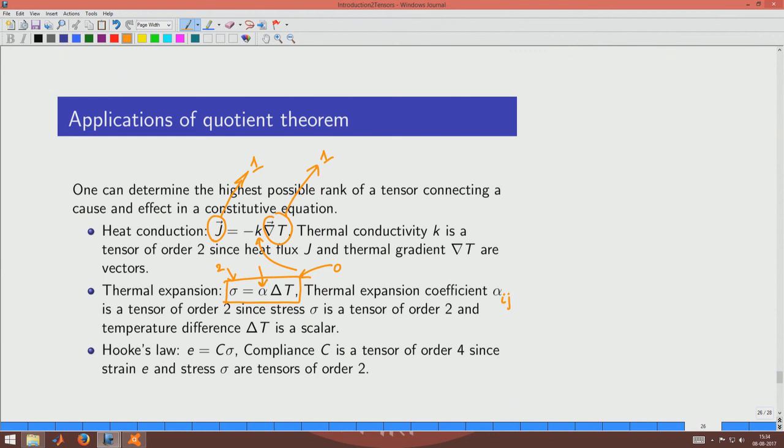The last example is Hooke's law. You can see the stress and strain being linked in a linear manner using Hooke's law. The strain and the stress are tensors of order 2, so the most generic way of representing the quantity that comes there, using the quotient theorem, must be a tensor of order 4. This is how, from expressions that we know already, we can deduce the most general tensor order of any quantity. Later on we can see whether we need such a higher order term, or whether it is sufficient to have a lower order tensor quantity to represent that particular quantity.